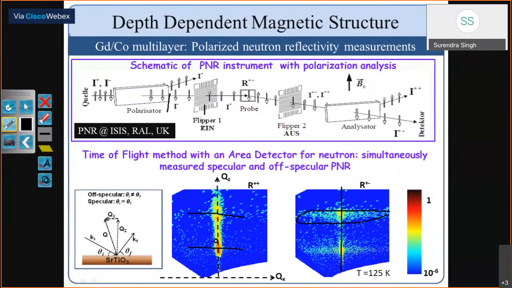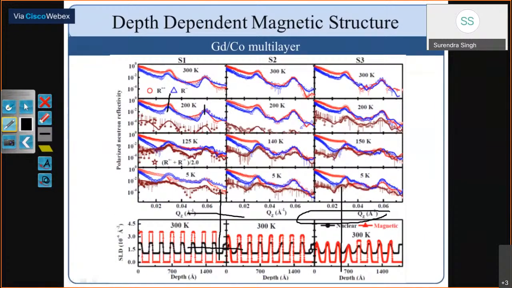So the specular reflectivity is this intensity here, which I am plotting over here for all the three fields. At 300 K, we didn't have any spin flip component, since Gd is non-magnetic and we only get the cobalt moment. I have plotted here the total magnetic and nuclear part at 300 K. For other temperatures like 200 K for S1 and S2, we also didn't get any spin flip signal. The red one is R plus plus, the blue is R minus minus, and this one is the average of the spin flip components, R plus minus plus R minus plus.